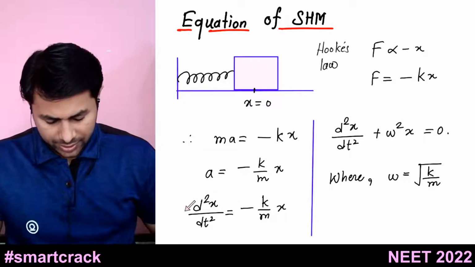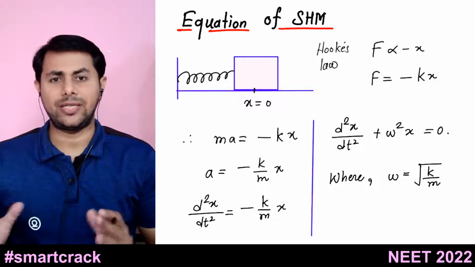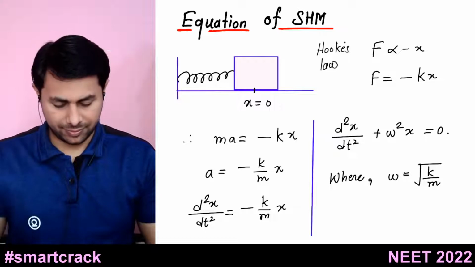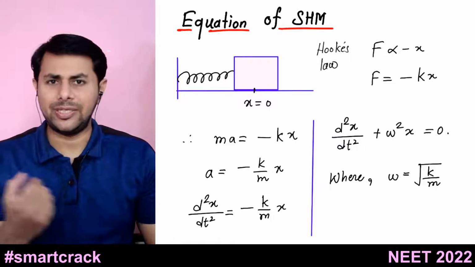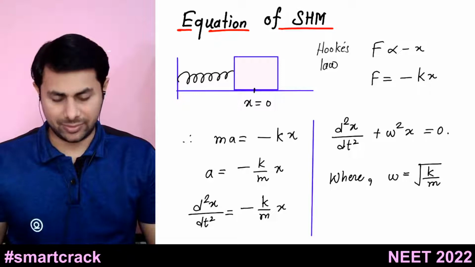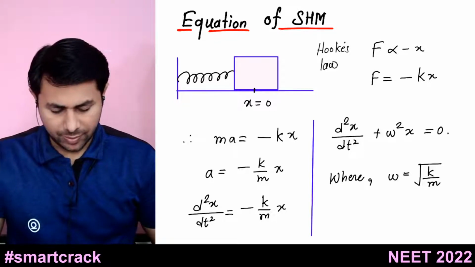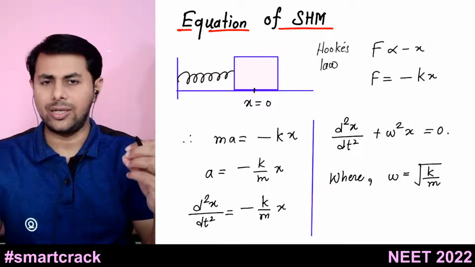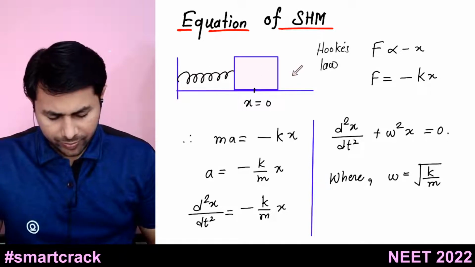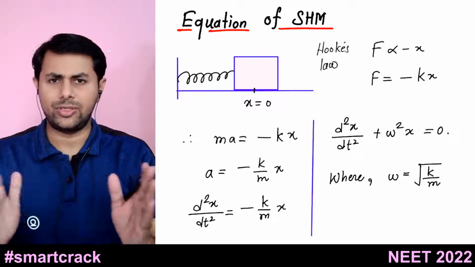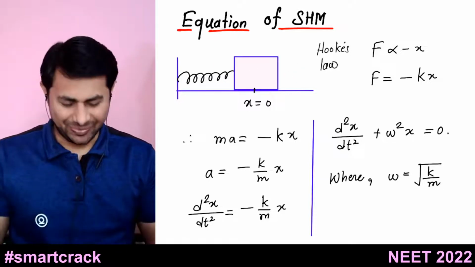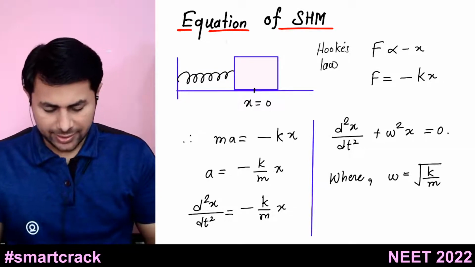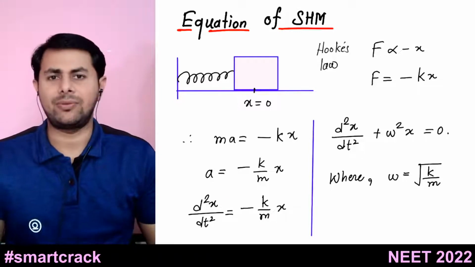This equation is known as the equation of SHM. So what is SHM? SHM is simple harmonic motion. It's a periodic motion which repeats itself in equal intervals of time. What will happen if you stretch the spring, that is, you pull this block and release it? It will move back and forth between two points.